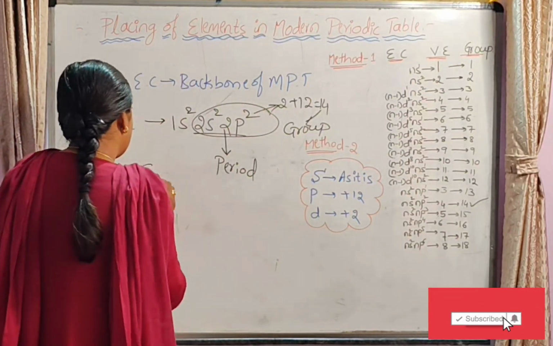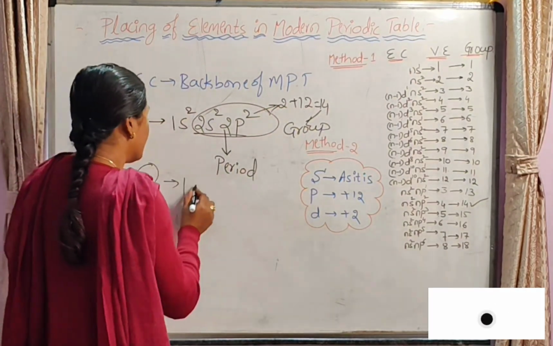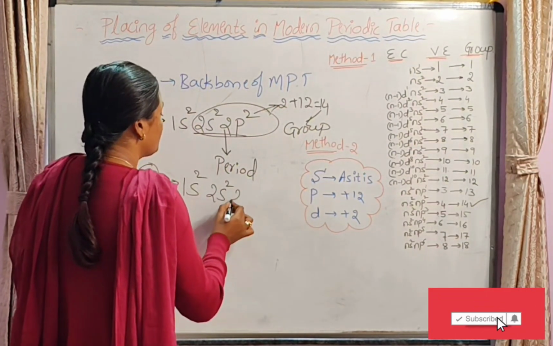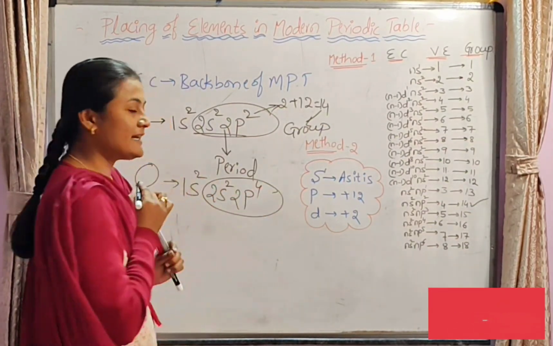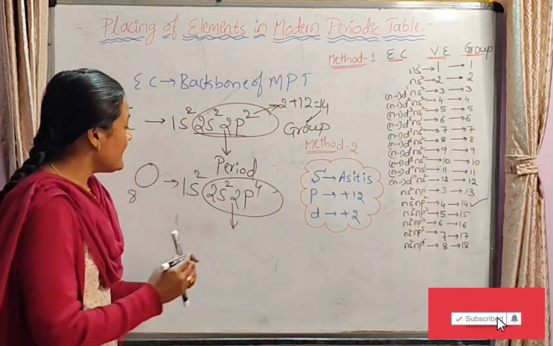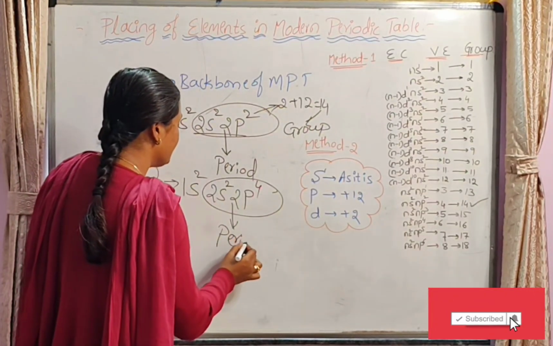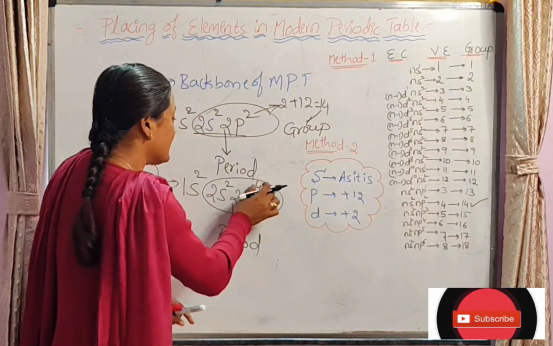Another example we take is oxygen. Atomic number is 8. Then write the electronic configuration: 1s2, 2s2, 2p4. Here, this is the valence shell configuration, and the largest orbit is 2. That orbit indicates the period number, that is, oxygen belongs to the second period.